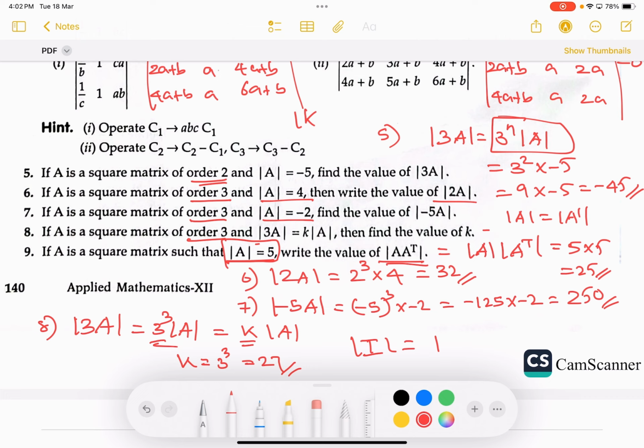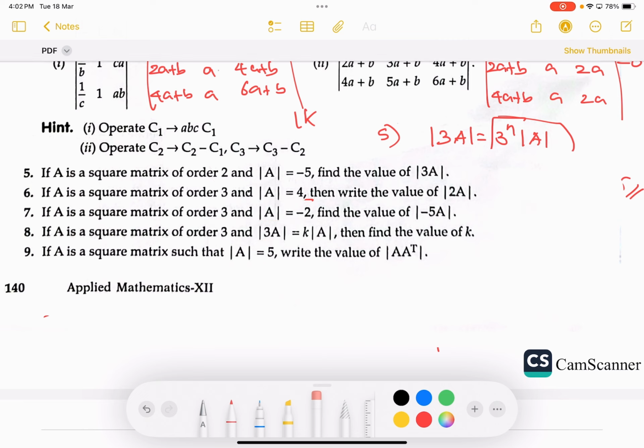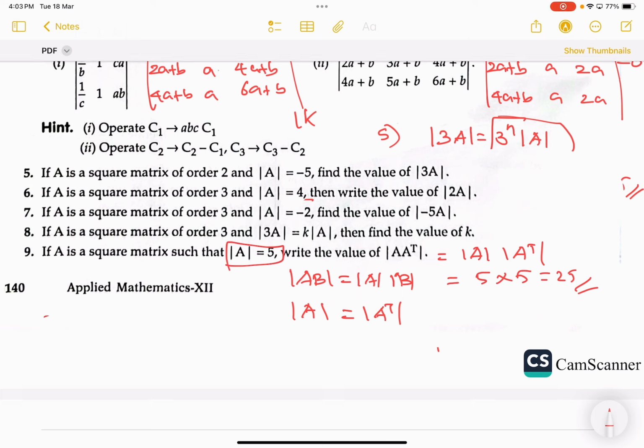Now it is the 9th one. They are asking to find the determinant of A into A transpose. So you know determinant of AB is equal to determinant of A into determinant of B, correct? So this will become determinant of A into determinant of A transpose. And also you know determinant of A is equal to determinant of A transpose. So determinant of A is 5, A transpose also 5, so the answer is 25. Because of these two properties.